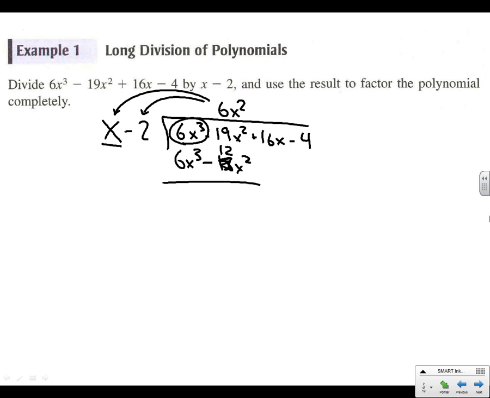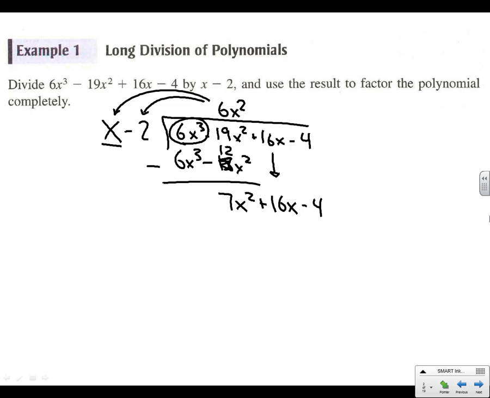So the next step, we're going to subtract straight down. And be careful on this. When you minus a negative, you're actually going to add. So negative 19 plus 12 is going to be negative 7x squared. And just like from second grade when you were doing long division, you're going to bring down everything else. So plus 16x minus 4, and we're going to start all over.